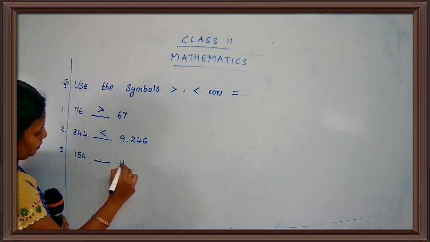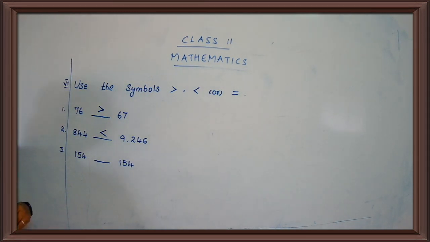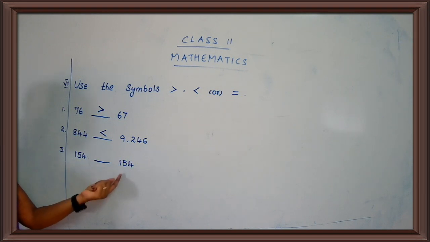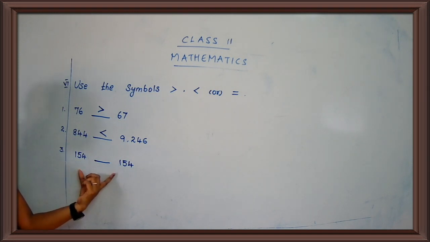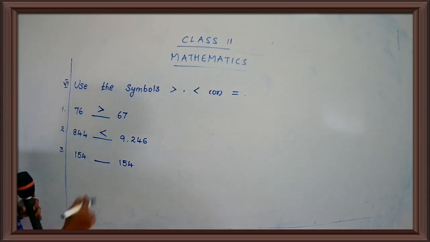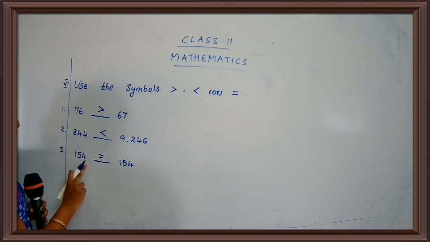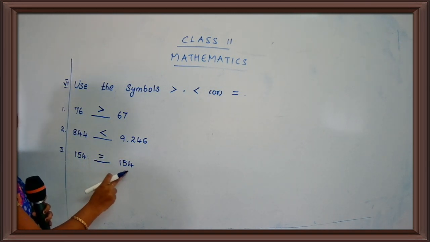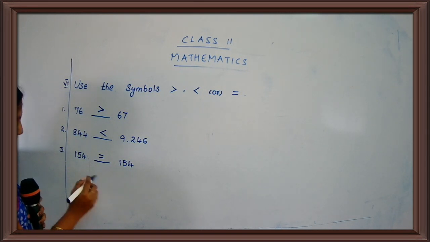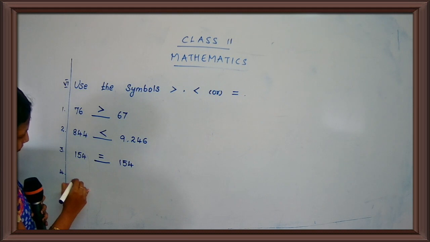154. Okay, what is this number? 154, and this one also 154. The same set of numbers. Yes, these two numbers are equal. So we use the symbol for equal. 154 is equal to 154. Okay children, then the fourth one.